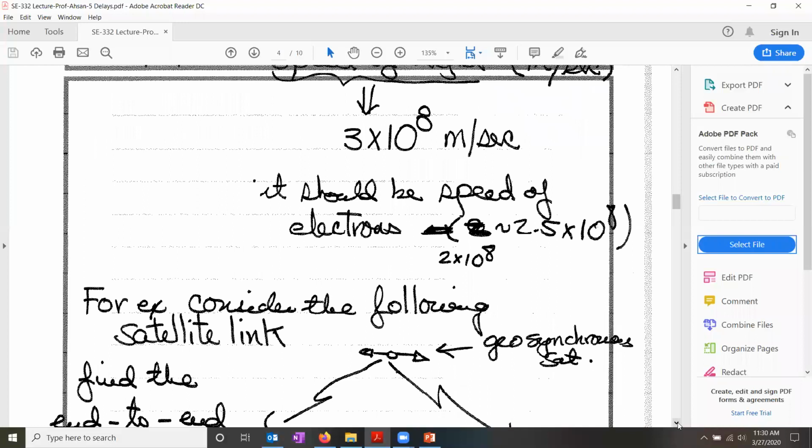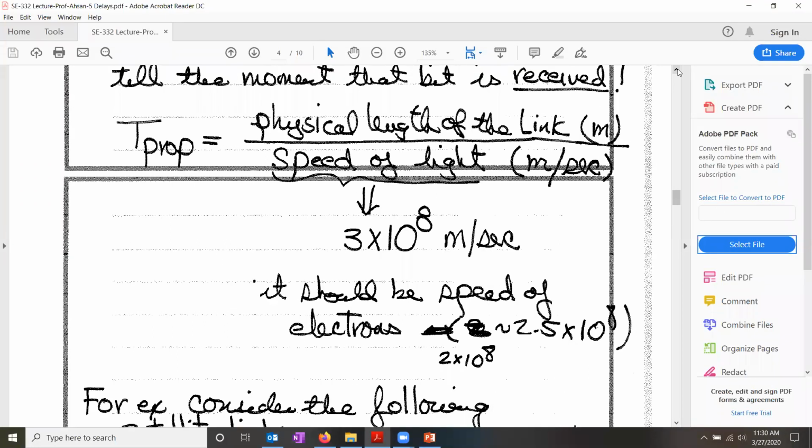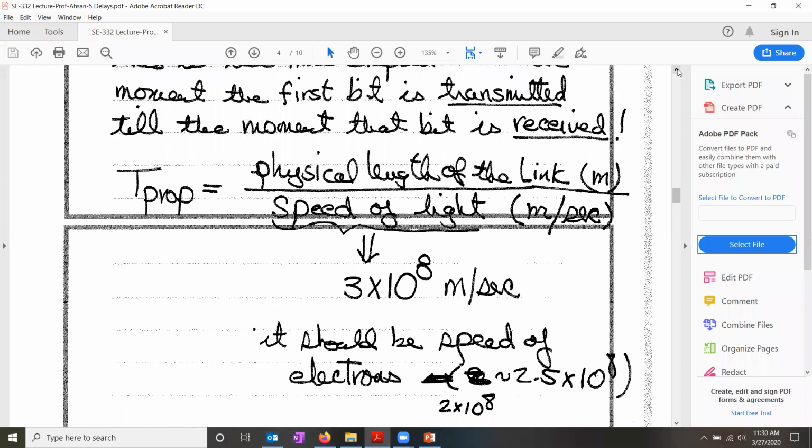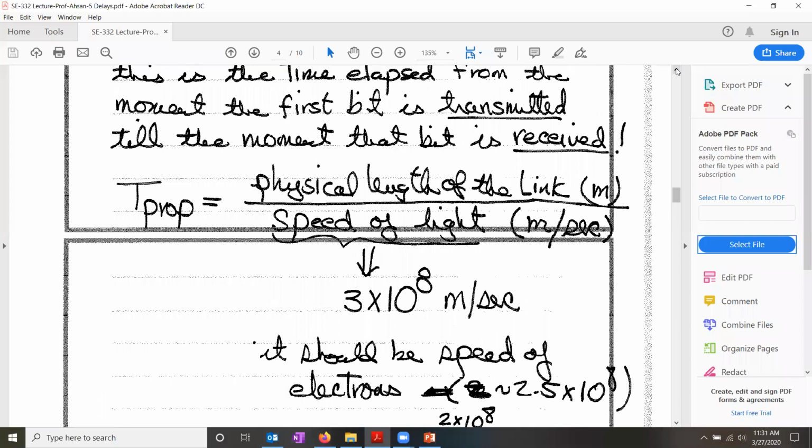Now let's see this example. Sir, if a message has 10 bits, will the propagation delay be the same for all of them? No. If there are 10 bits in a message, the propagation delay will be the same. Propagation delay does not depend upon the length of the message.